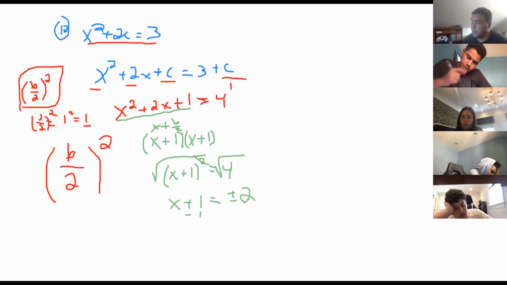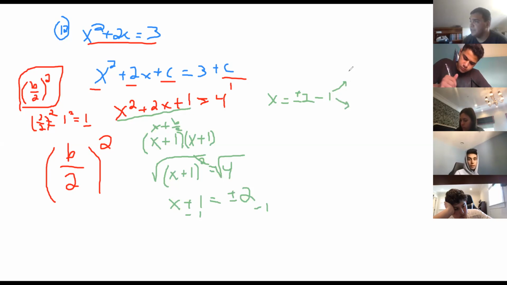I've got to solve for x, so I'm going to minus 1, minus 1. So right now I have x equals plus or minus 2 minus 1. Because 2 is a number we could actually work with, I want you to actually find me the answer. So I'm going to split this into 2 situations. Positive 2 minus 1 and negative 2 minus 1. From there, 2 minus 1 is 1. That's one of my answers. And then negative 2 minus 1 is negative 3. That's also one of my answers.